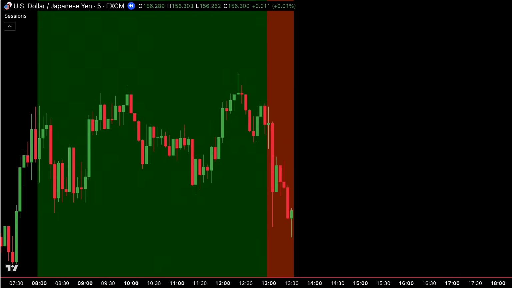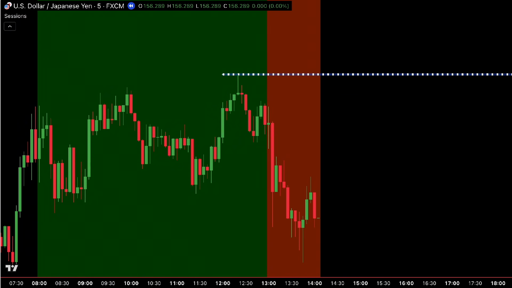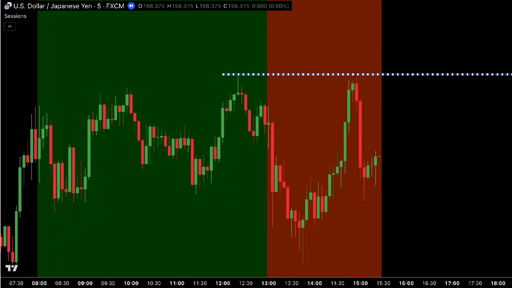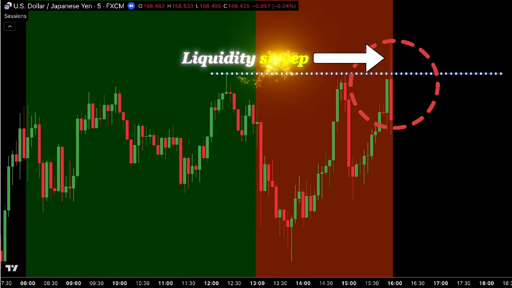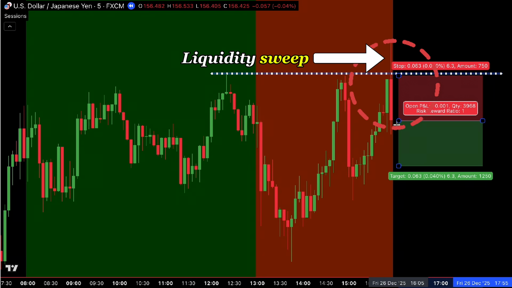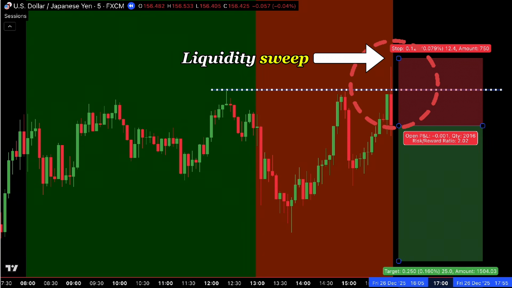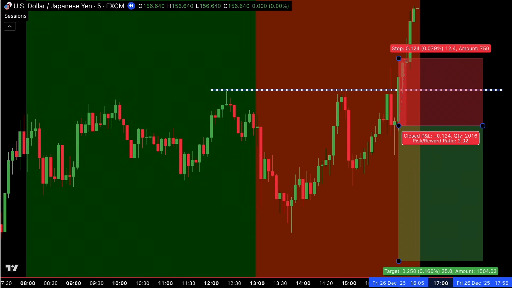Now look at the second example. This level was also formed during the London session. During New York, price approaches the level, breaks above it, and closes back below. At first glance, this looks like a perfect setup. You enter the trade, place your stop loss, and wait for the move. But this time, the market goes against you.